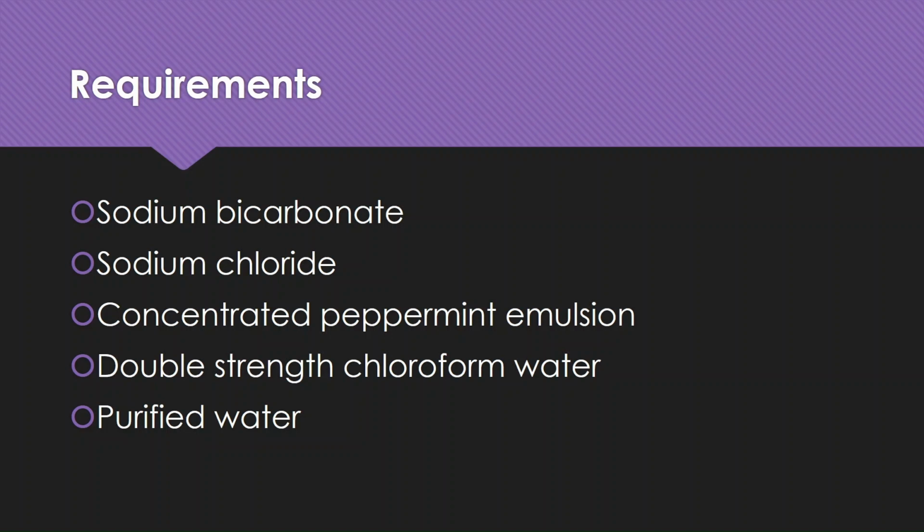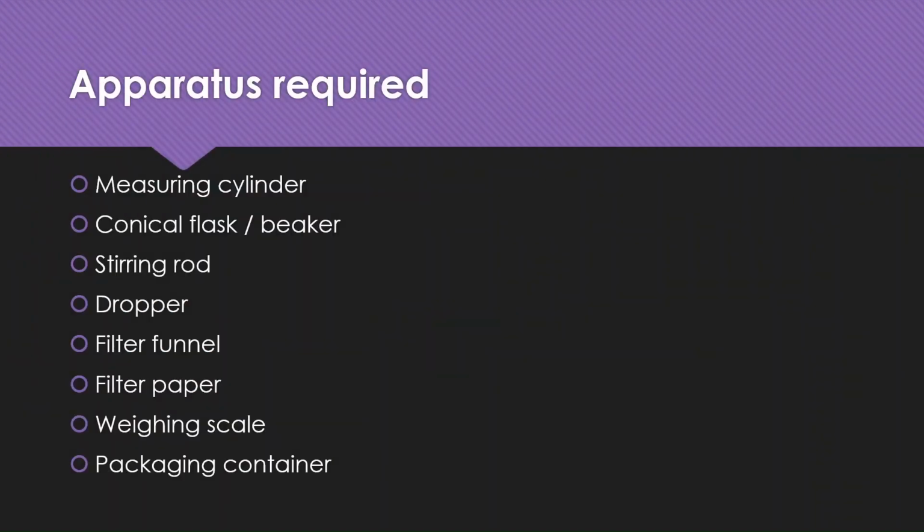and at least have an idea of how it can be prepared, because we discussed already that it is used as a pharmaceutical aid. In other words, we use it as an excipient, and here we are already seeing an example where we are using it. So we see that we need double strength chloroform water, and then we need purified water to be also part of it.